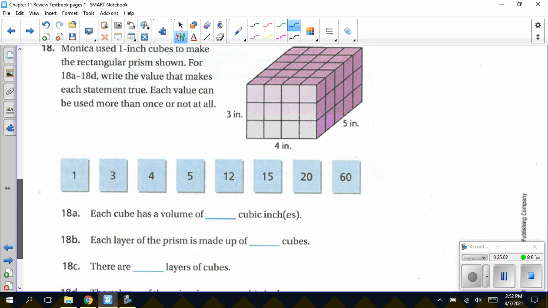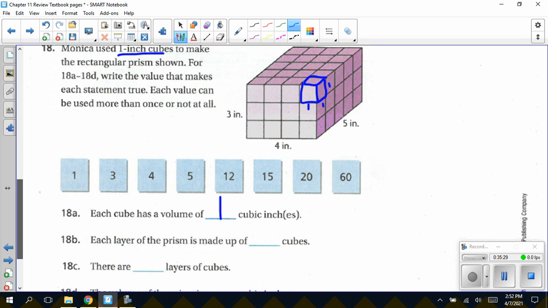So if I just look at this one cube right here, so my one cube right there, they tell us back up in the question that they're 1-inch cubes. So this would be a 1 by 1 by 1. So if I take 1 times 1 times 1, I know that the volume of 1 cube is 1 cubic inch. Because again, I took 1 times 1 times 1 to get that.